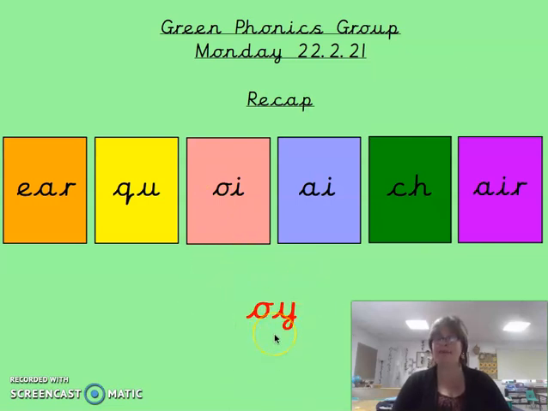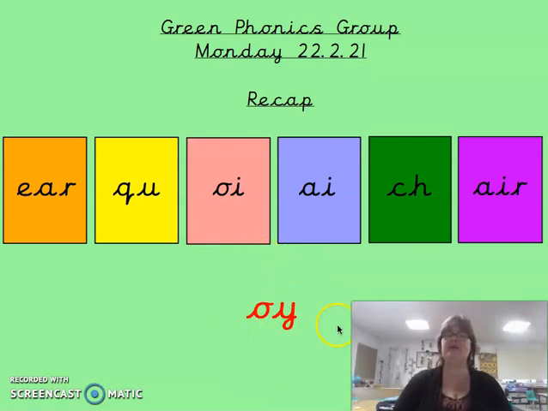Now oy you will probably always find at the end of a word. So if you hear the sound oi at the end of a word, always choose this one. If you hear the sound oi at the beginning or the middle, it could be either of them. So experience just has to get you to know which one is which. But if you hear the oi sound at the end of a word, it's going to be this one here.